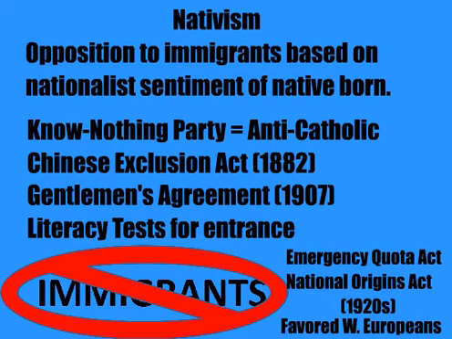Part of the inspiration for these acts involved a pseudoscience called Eugenics, which looked to rank the races based on intelligence and desirability. The Western European immigrants ranked higher than those from South and Eastern Europe. Eugenics has since been disproved.